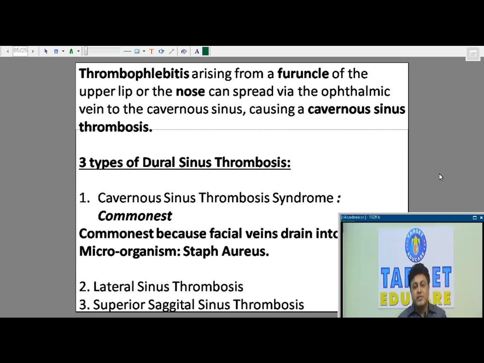The second type of dural sinus thrombosis is lateral sinus thrombosis. And the third type is superior sagittal sinus thrombosis. Okay? Superior sagittal. But the commonest one remains the cavernous sinus thrombosis. The microorganism involved here is Staphylococcus aureus.